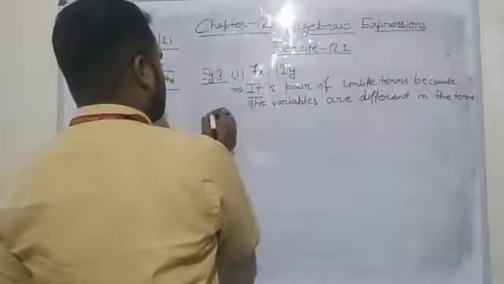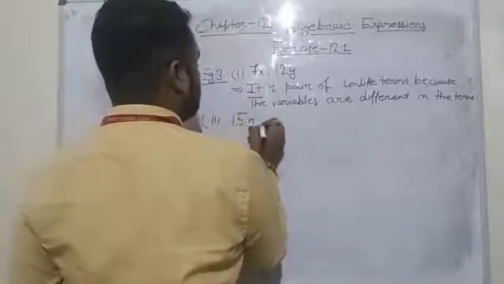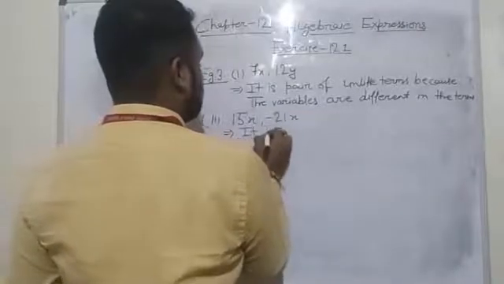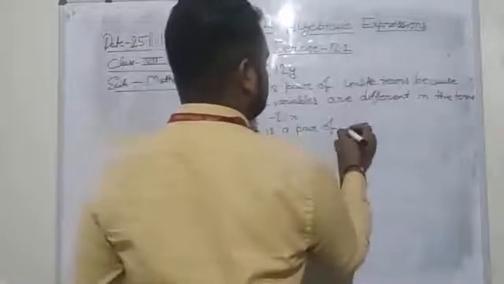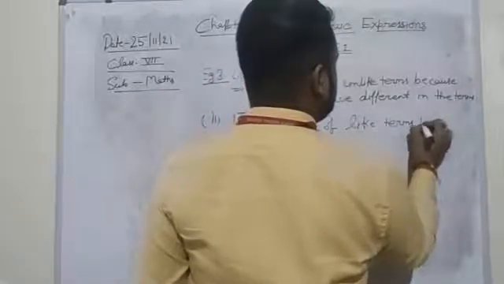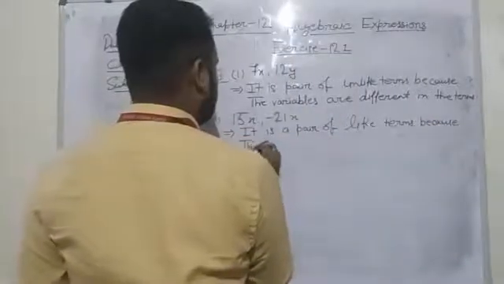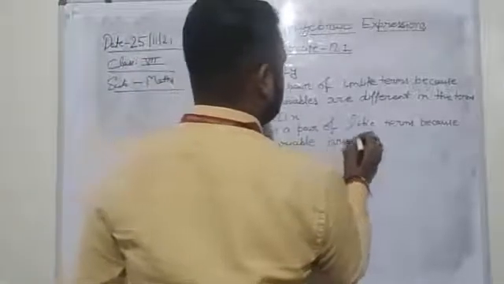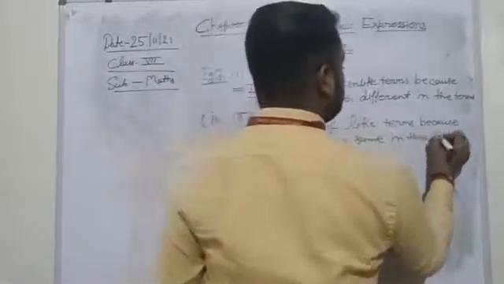Now the second is 15x and minus 21x. It is a pair of like terms because the variables are the same in the terms.